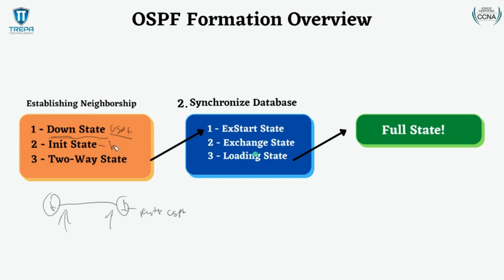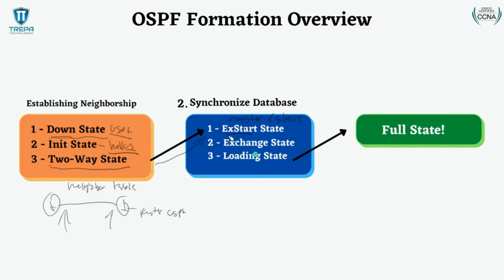And then the init state is when we start sending those hellos, okay? Now we're initializing our neighborship. And once we come to a two-way state, that means our neighbor table has been formed, and now we're ready to start building and synchronizing our databases. Then our actual link goes into an ExStart state, and this is where we decide that master and slave relationship, so the DR and BDR election.